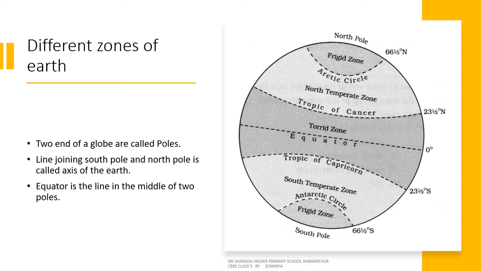So here, two ends of a globe are called poles. The one at the top is the North Pole and the bottom is the South Pole. The line joining these two endpoints is known as the axis of the earth. It is an imaginary line. We see a line exactly in the middle of the two poles. This line is called the equator.